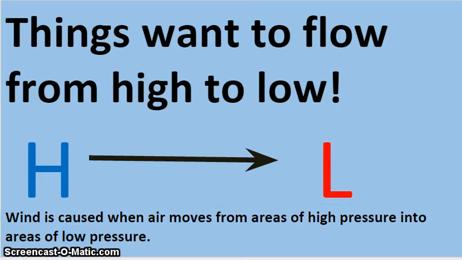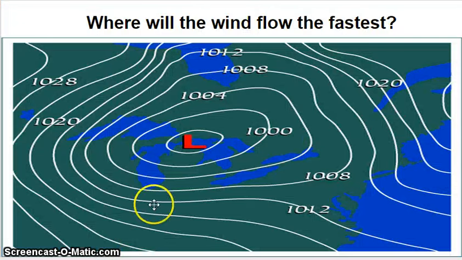That's what causes wind. So looking at this map, here we have the center of isobars, a low pressure, right? So the air is going to flow to it. And I want to know, where will the wind flow the fastest? Now this seems like it's kind of impossible to answer, but actually it's not. The way you know where the wind is the fastest is where the lines, the isobars in this case, are closest together.